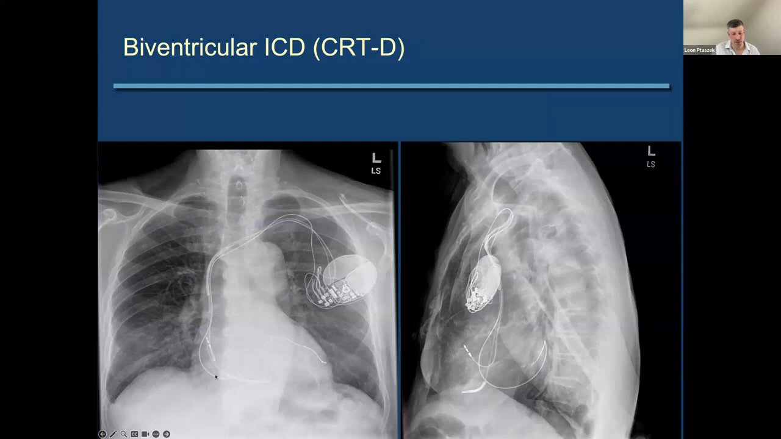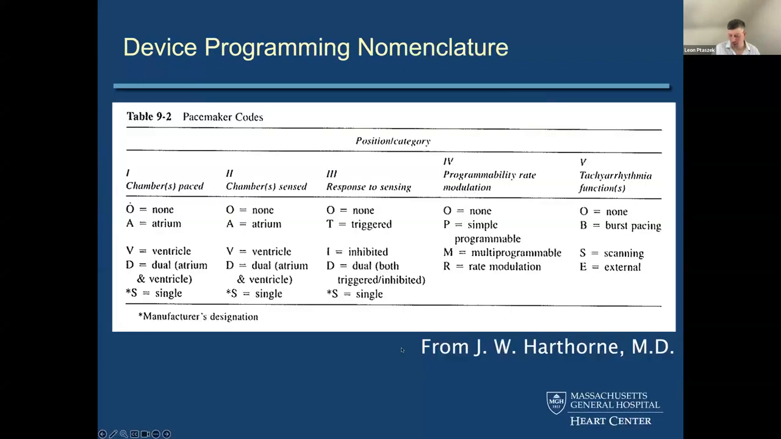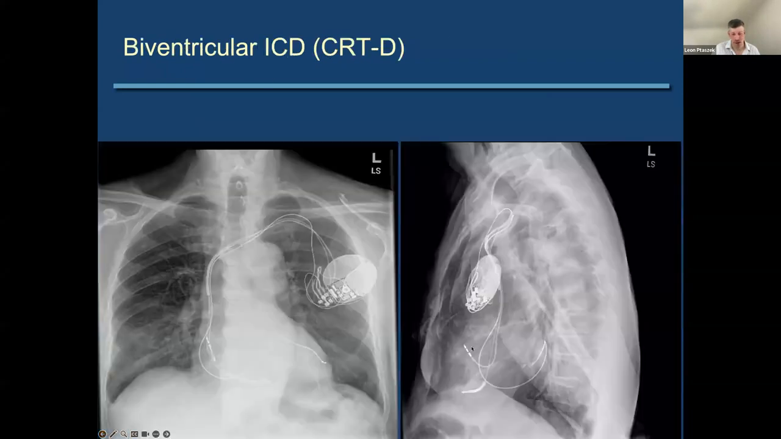Here's a biventricular system, biventricular ICD, in which you see the right atrial lead in the roof of the right atrial appendage. And here you see the RV lead in the distal RV septum. And here you see the LV lead in the coronary sinus. And here you see the very posterior takeoff of the coronary sinus with posterior deflection. And this is a lateral branch of the coronary sinus in which the LV lead is sitting.